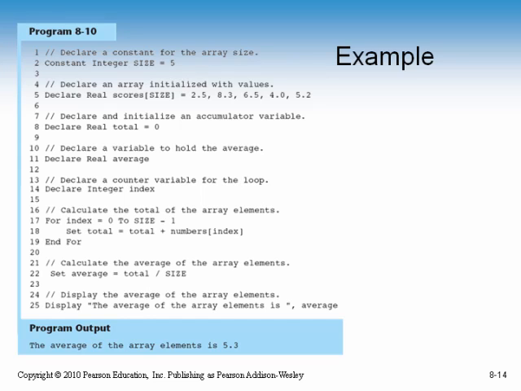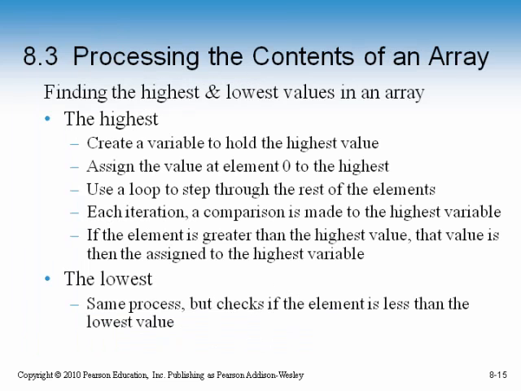When we get done with the whole loop, we have the total. We can just divide by size because there are 5 scores, right? 2.3, 0.3, 6.5, 4.0, and 5.2. Those are 5 different scores. So the total divided by the size is going to give you the average.